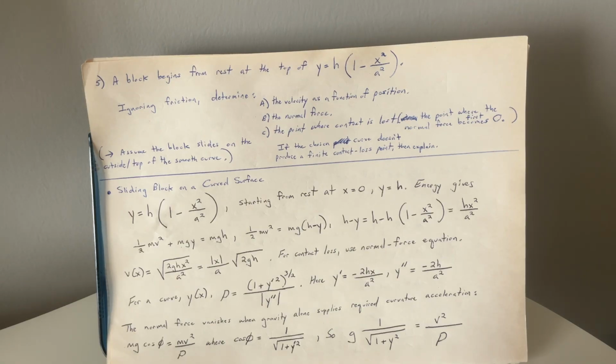And building on this, we could say that mg cosine phi equals mv squared over rho. And cosine phi equals 1 over the square root of 1 plus y prime squared. So g times 1 over the square root of 1 plus y prime squared is going to equal v squared over rho.